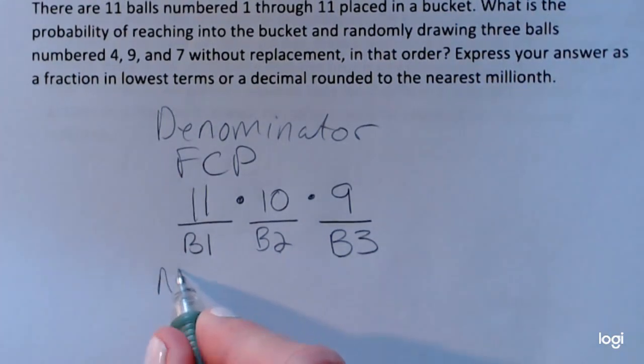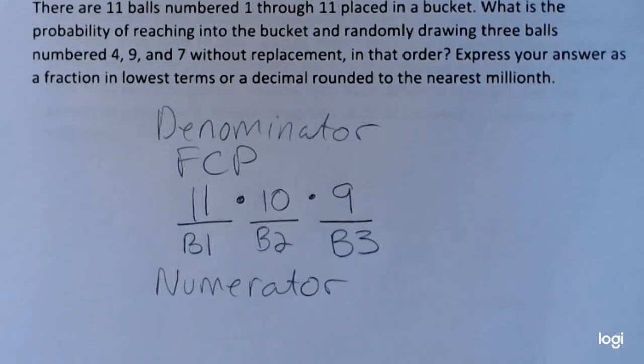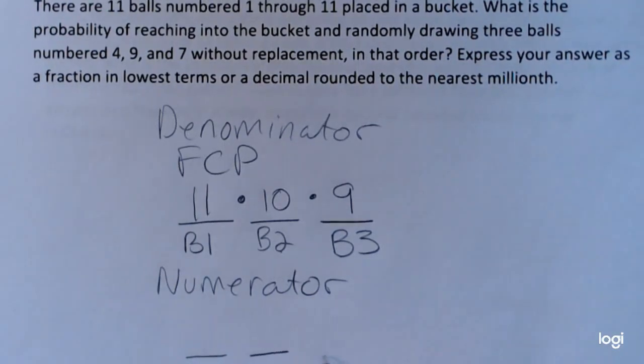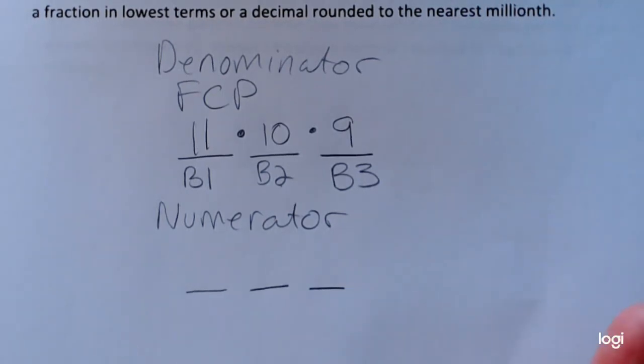Alright, for the numerator we are looking at the specific case where we get the ball 4 and then 9 and then 7. Now, nowhere in this problem do they say that those numbers are repeated. So I'm assuming that there's 1 four, there's 1 nine, and there's 1 seven. So again, using the fundamental counting principle, and this may seem a little silly because you may automatically see the numerator as being 1. There's only one way we can get that exact sequence of balls.